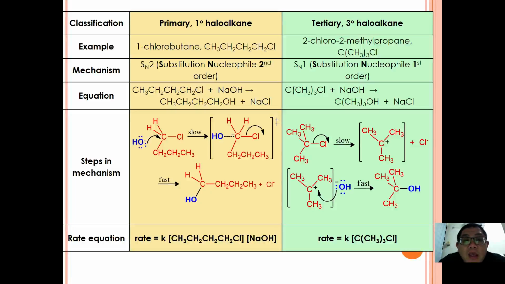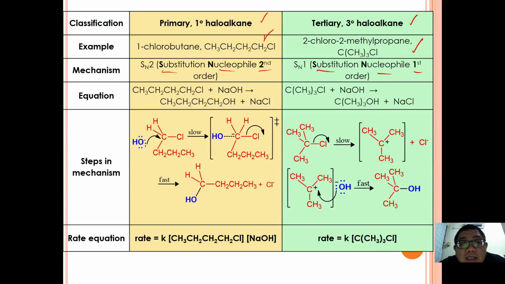Okay, we have a primary haloalkane exemplified by 1-chlorobutane, and a tertiary haloalkane exemplified by 2-chloro-2-methylpropane. Now note that both of them are structural isomers of each other. So a primary haloalkane loves the SN2 mechanism, where SN2 stands for substitution nucleophilic second order, while the tertiary haloalkane 2-chloro-2-methylpropane undergoes substitution nucleophilic first order, SN1.